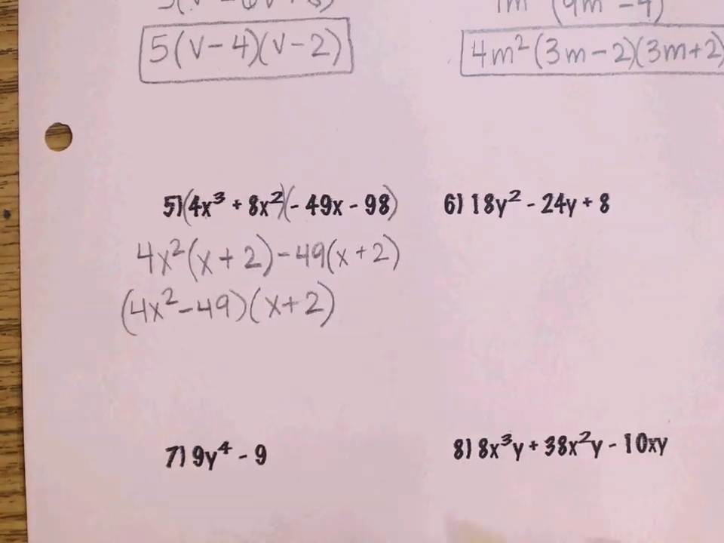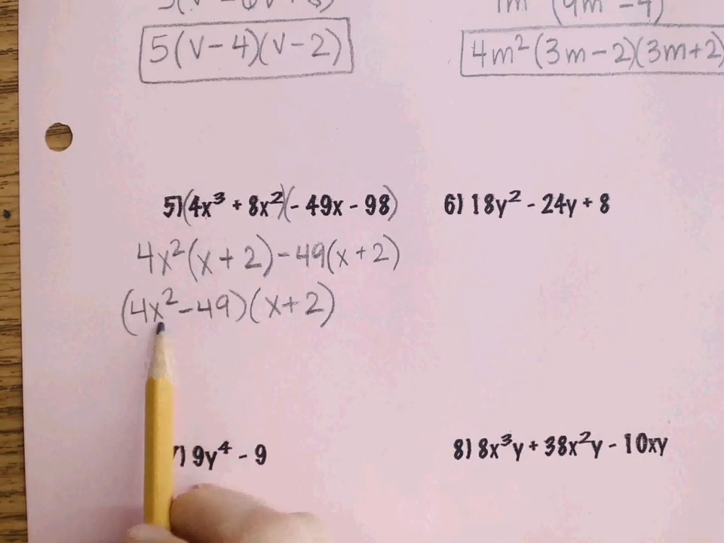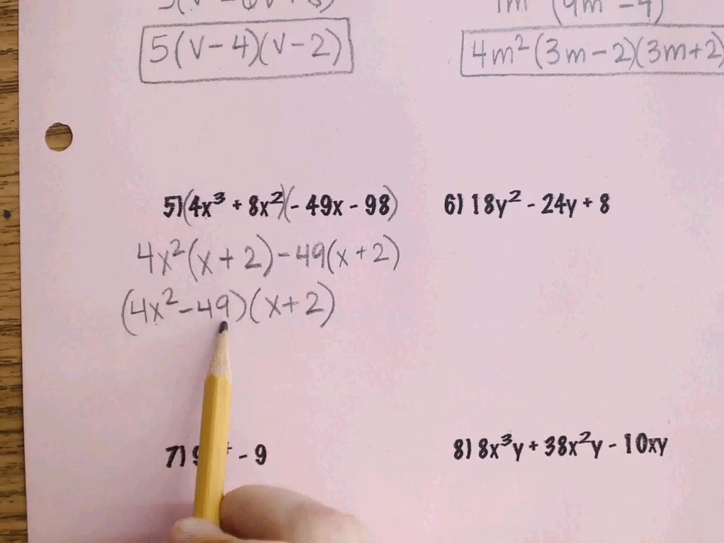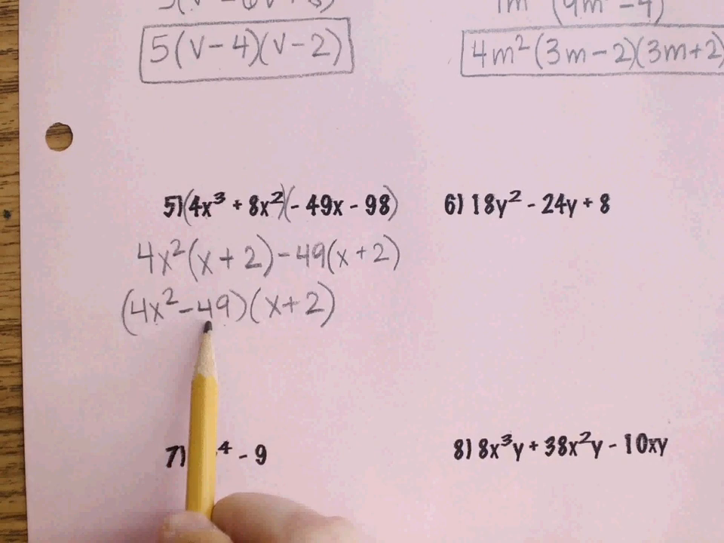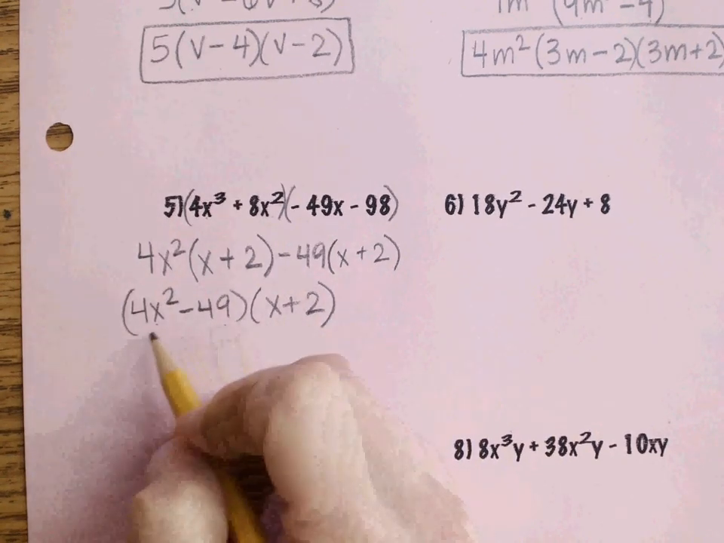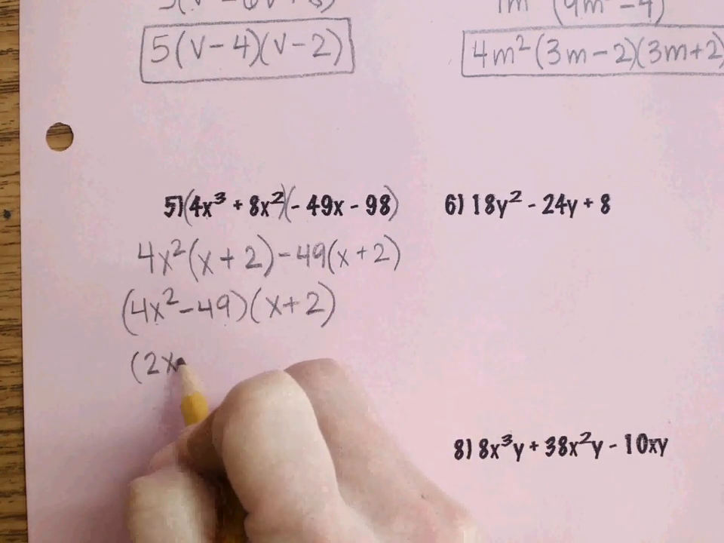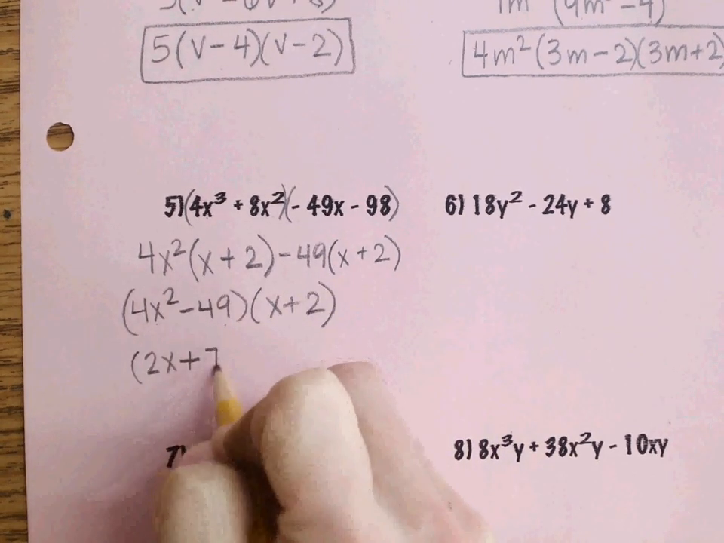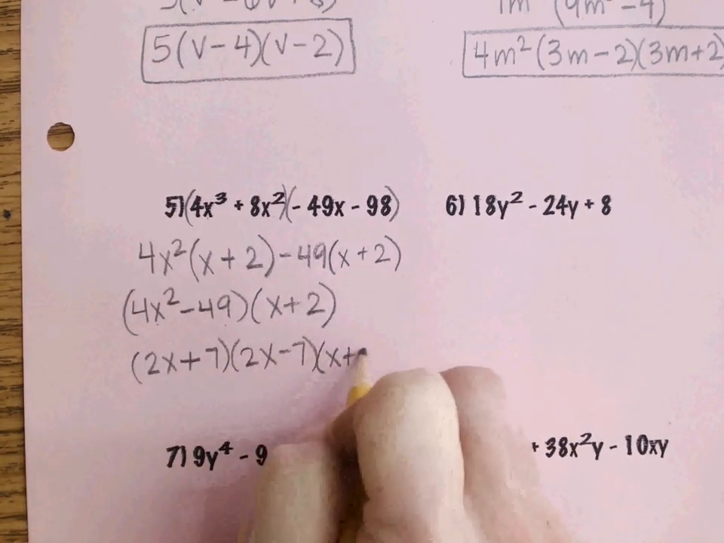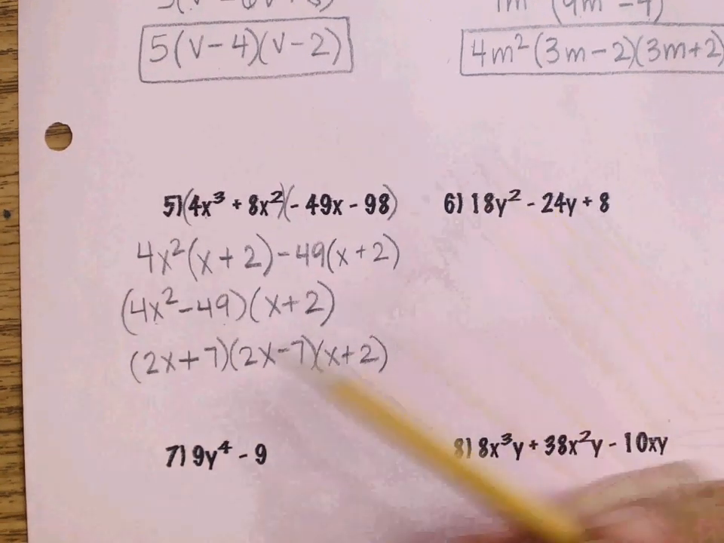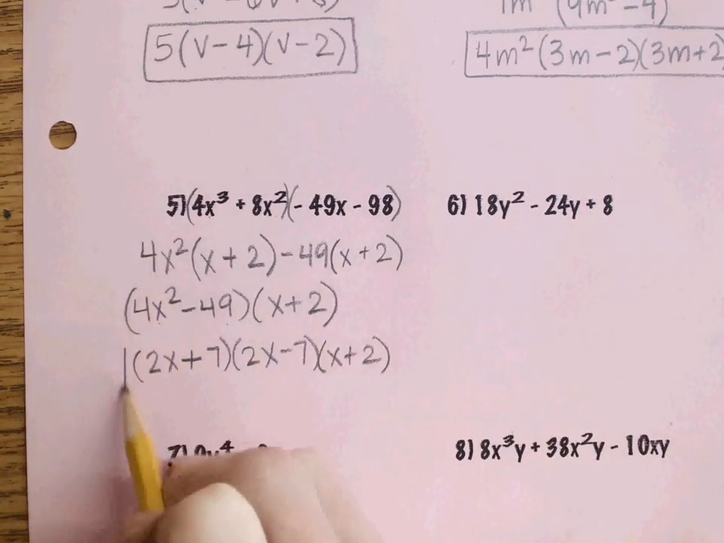If you remember, some of our factoring has multi-levels. So I see that 4x squared and 49, I can find the square root of both of those, and I have a minus sign in the middle. So I can do difference of squares. So I do have one more step. The square root of 4x squared is 2x. So I have 2x plus 7, 2x minus 7, and then I drop down x plus 2. Then again, looking real quick, seeing if there's anything else I can factor. There's nothing I can factor, so I box this in.